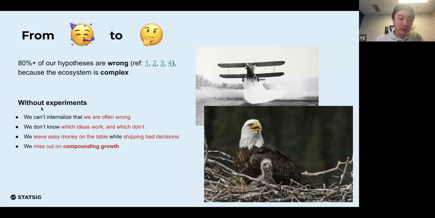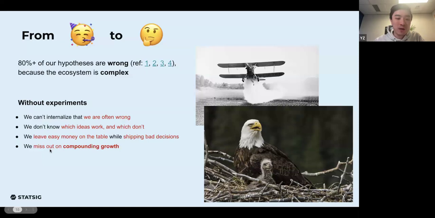So without experiments, we cannot internalize how often we are wrong. We don't know which ideas work and which ideas don't. We leave easy money on the table because, without experimentation, we don't get to try many things, and we can leave easy money on the table. There are also examples of easy money on the table in the reference as well.